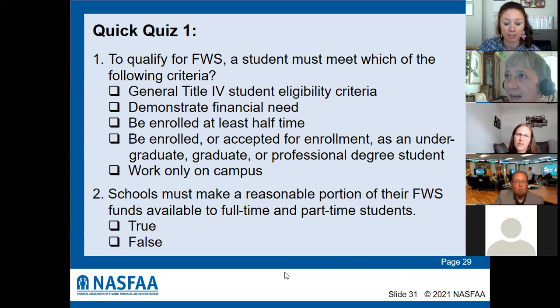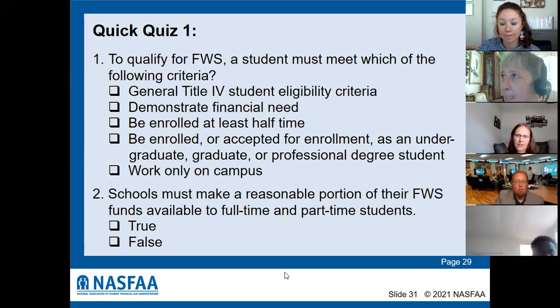So yes, of course, general Title IV student eligibility criteria is needed. Do they have to demonstrate financial need? Yes, they have to demonstrate financial need. Okay. Must they be enrolled at least half-time?